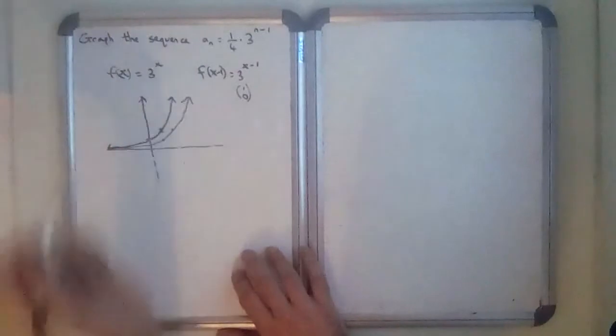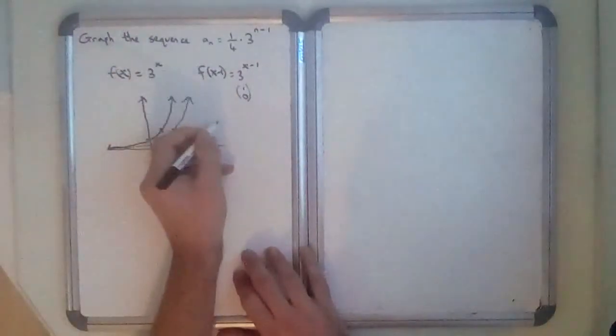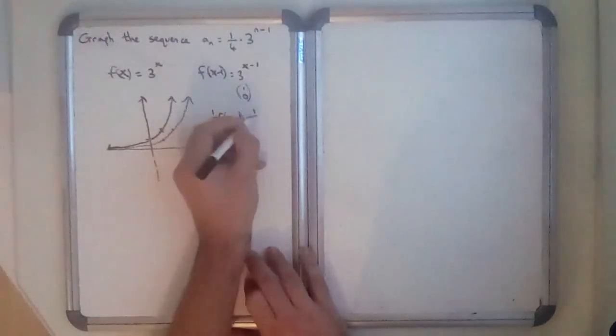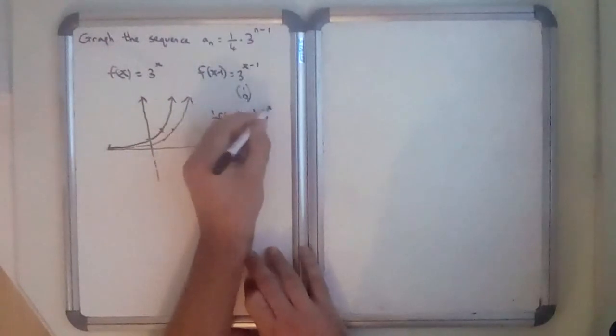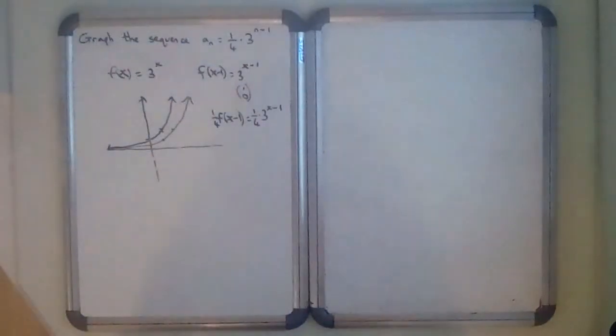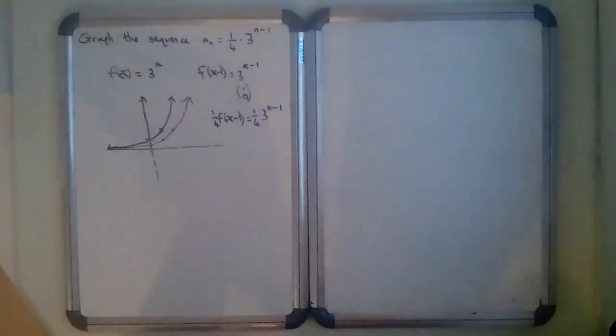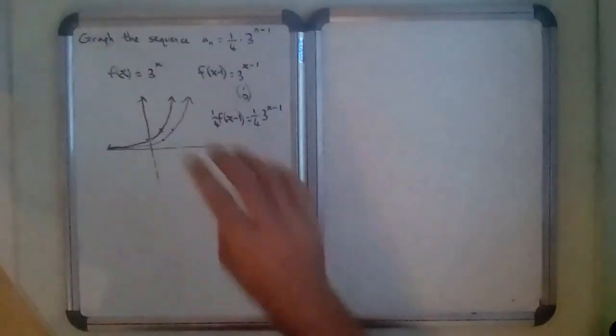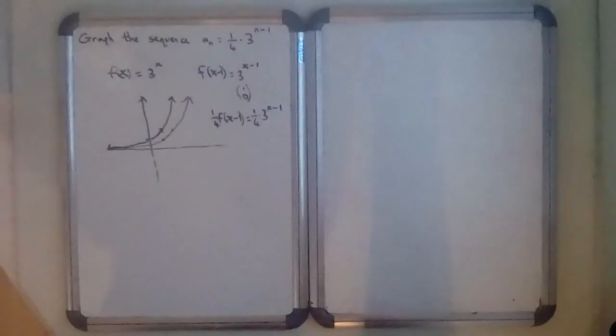Now, if I had timesed this thing by a quarter, so a quarter f of x minus 1 must be a quarter times 3 to the x minus 1. If you have the effect of timesing by a quarter outside a bracket, it's a vertical transformation because it's outside the bracket. It's a stretch because it's a multiplier, and it does exactly what you'd think. So from this function it's a vertical stretch, scale factor 1 over 4.